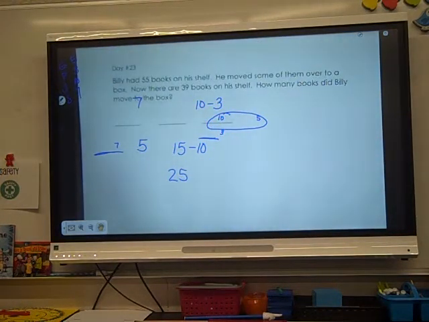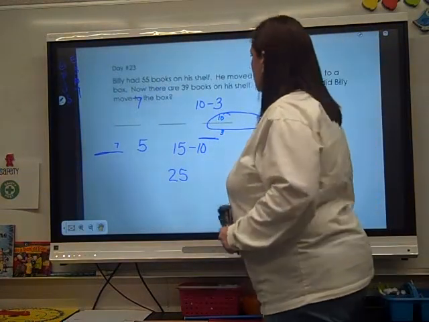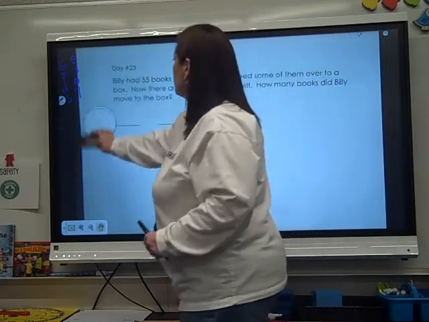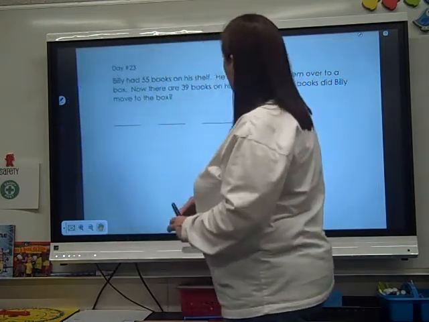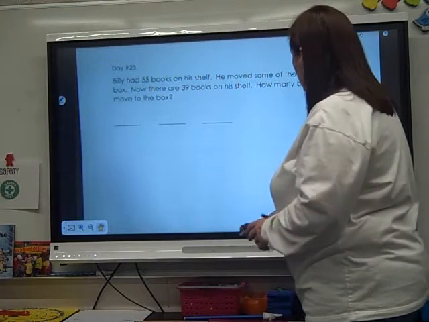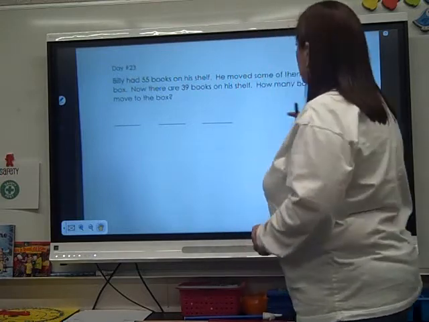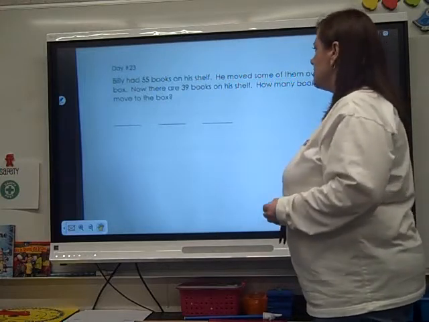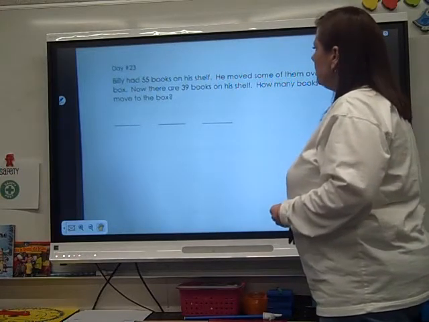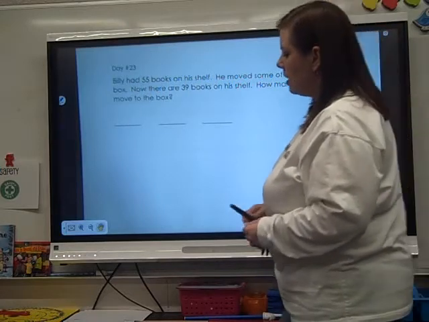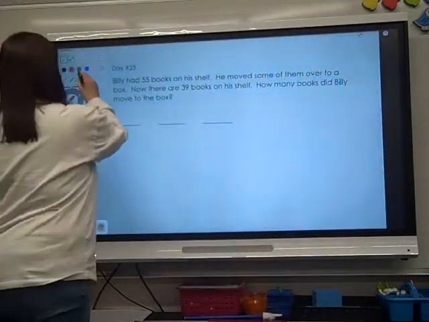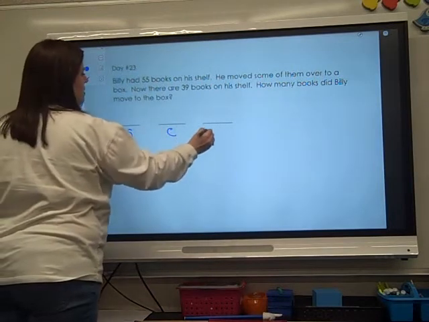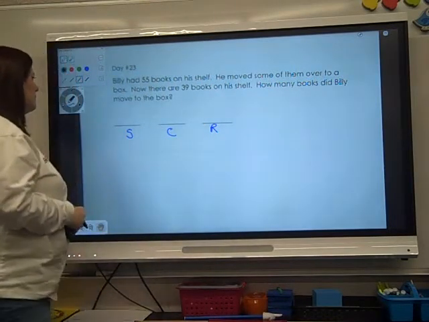All right, let's do our start change result. It says Billy had 55 books on his shelf. He moved some of them over to a box. Now there are 39 books on his shelf. How many books did Billy move to the box? All right, let's put our start or change our result. S for start, C for change, R for result. Okay?